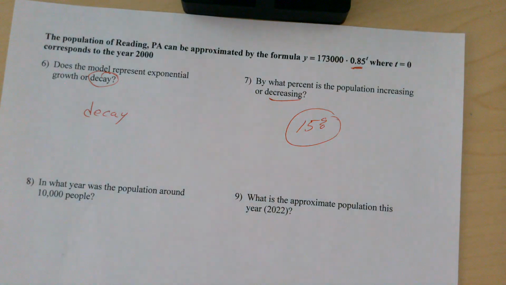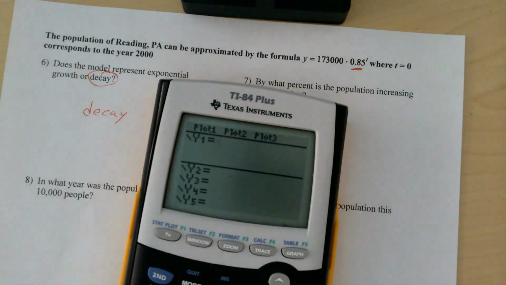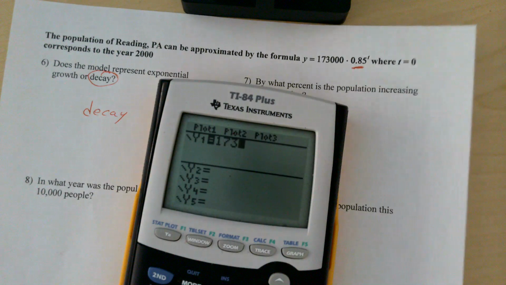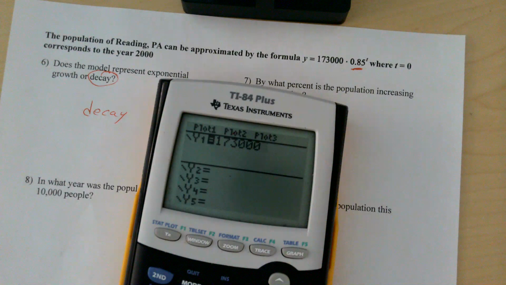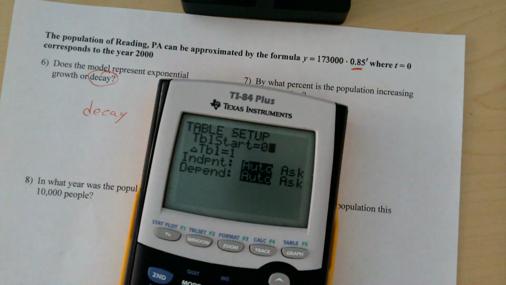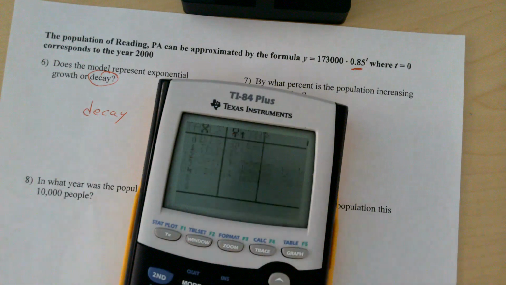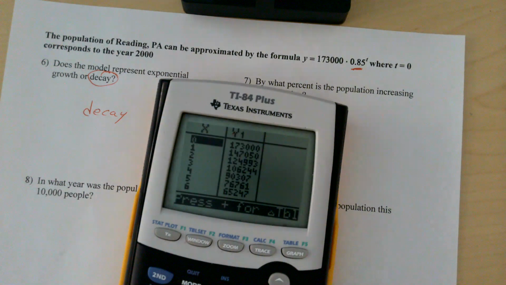Okay, once we realize that, you're just going to go to your trusty calculator, go to the y equals screen, and type in the problem. So in this case, 173,000, and then times, my base is 0.85, so either put in parentheses or hit times, raised to the x. Okay, now I'm going to make sure my table starts at 0 and goes by ones, because you don't need to go by 0.1s. And then I can see as time goes on, so this is the year 2000, just like on your practice. And then as time goes on, 2001, you can see how the population is decreasing.